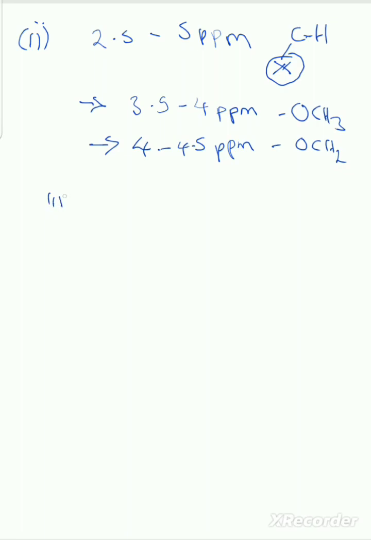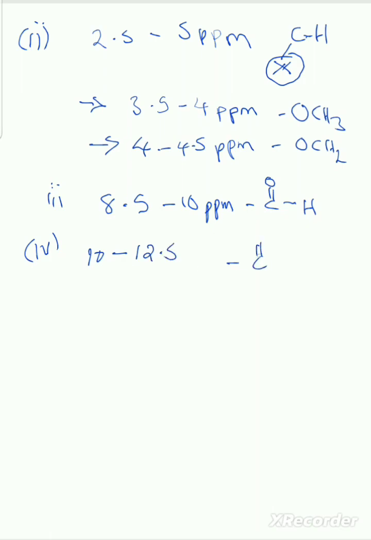So we look at this. From 8.5 to 10, you're going to find this, which is an aldehyde. From 8.5 to 10 is an aldehyde. Remember, 8.5 ppm, because we're talking about chemical shift. So here, let's look at 10 to 12.5. You're going to find this, which is an acid.